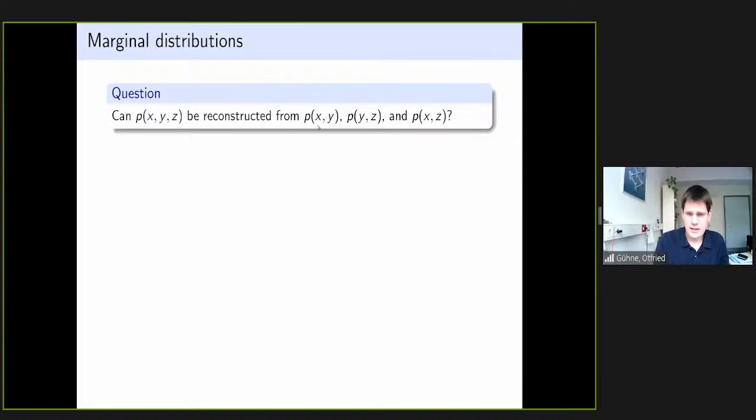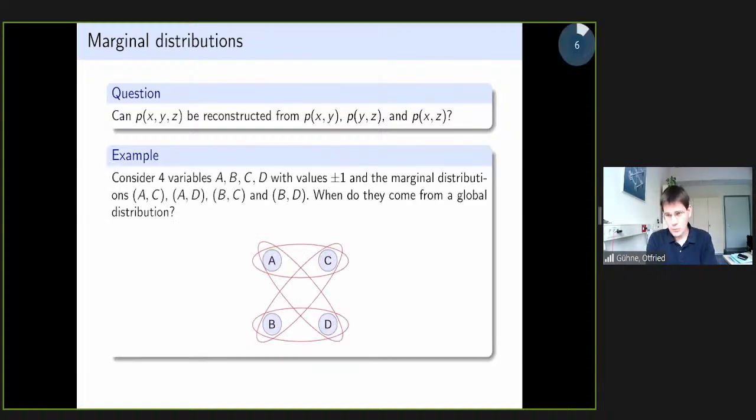know these marginals, xy, yz, and xz. Then you can ask, okay, can I reconstruct my original probability distribution from this marginal information? And actually, you can be even more concrete, and this now comes closer to quantum mechanics, because let's consider, for instance, four variables, A, B, C, D. They can have the values plus or minus one.